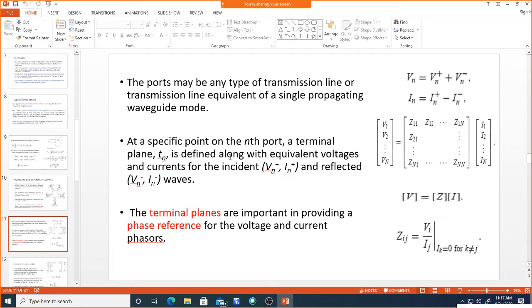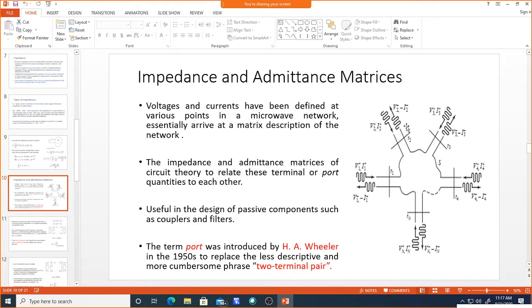At a specific point on the nth port, a terminal plane Tn is defined along with equivalent voltages and currents, for incident values of voltage and current and reflected values. As I said, you can define different incident and reflected voltages at this particular plane. This terminal plane is very important in referring to the phase: how much phase the traveling wave has, and what the phase of the reflected wave is at this point. This is very important while defining the phase, because that phase value gives the accurate result in designing applications like couplers or filters.